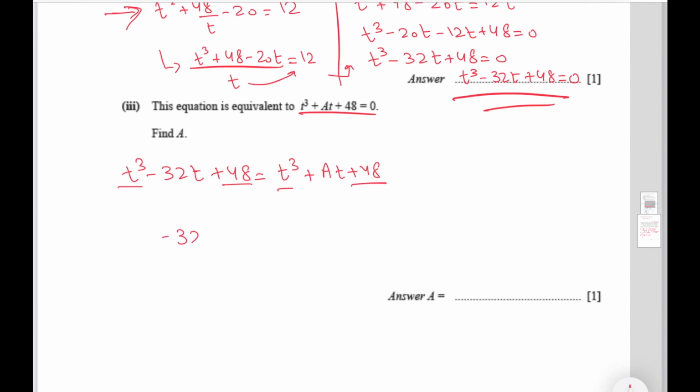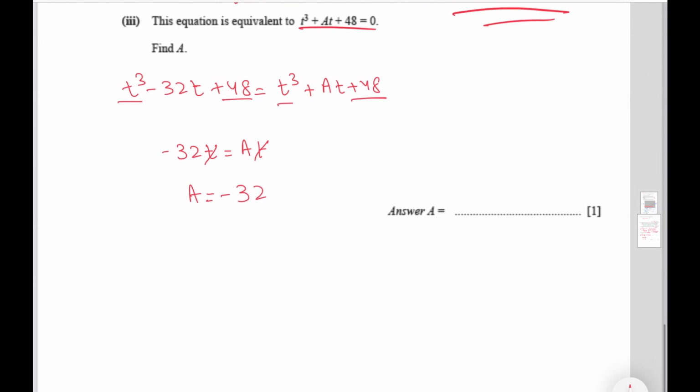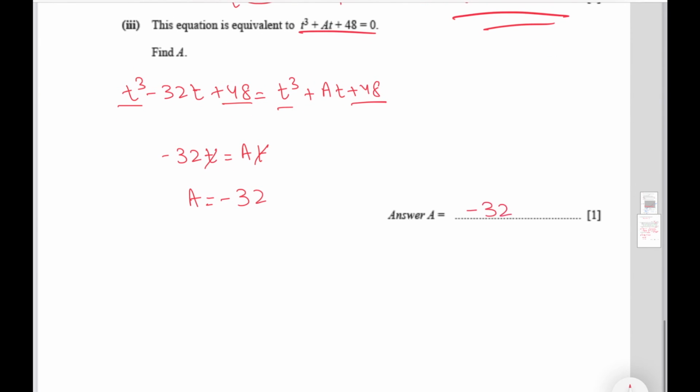So you're left with negative 32t equal to at. And if you cancel the t's out over here as well, the value of a comes out to be negative 32. So your answer over here is negative 32, and we're done with the question.